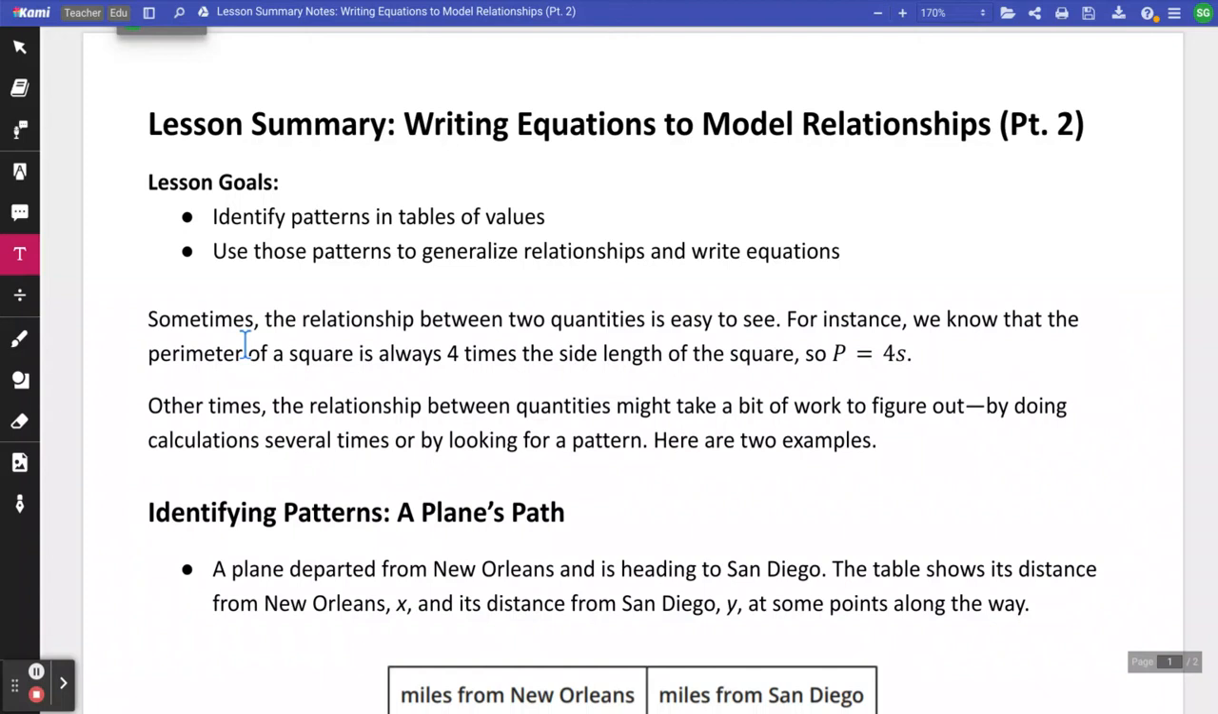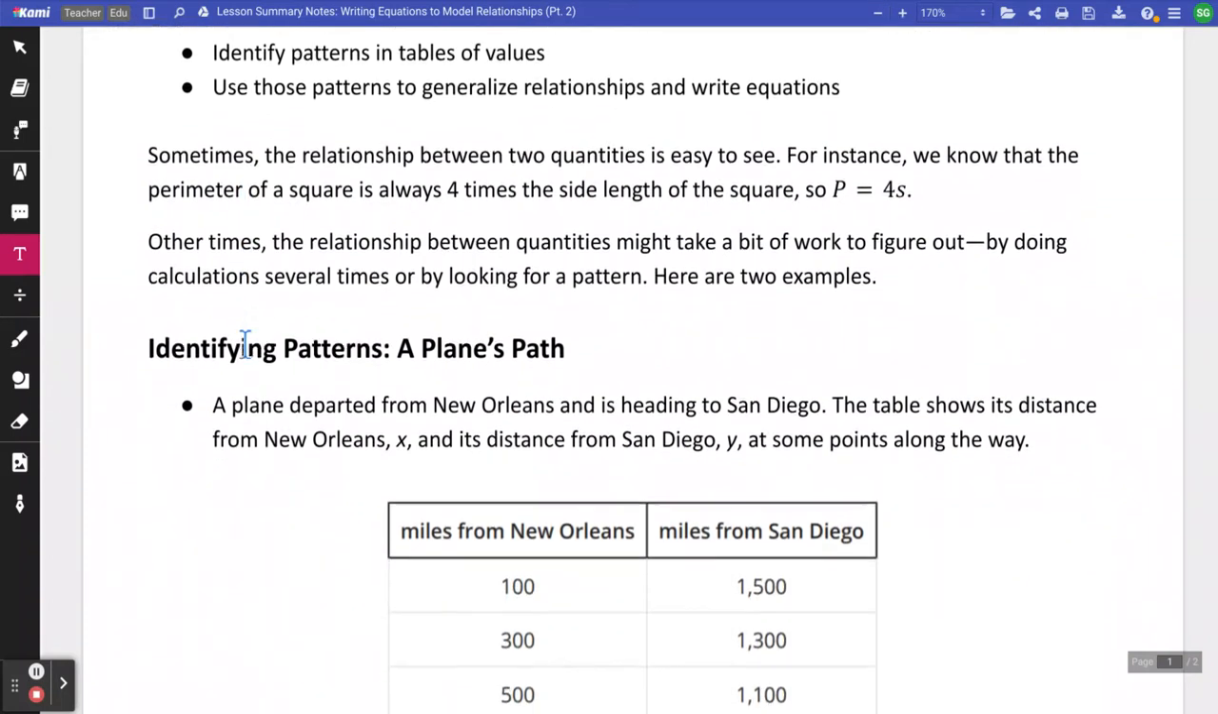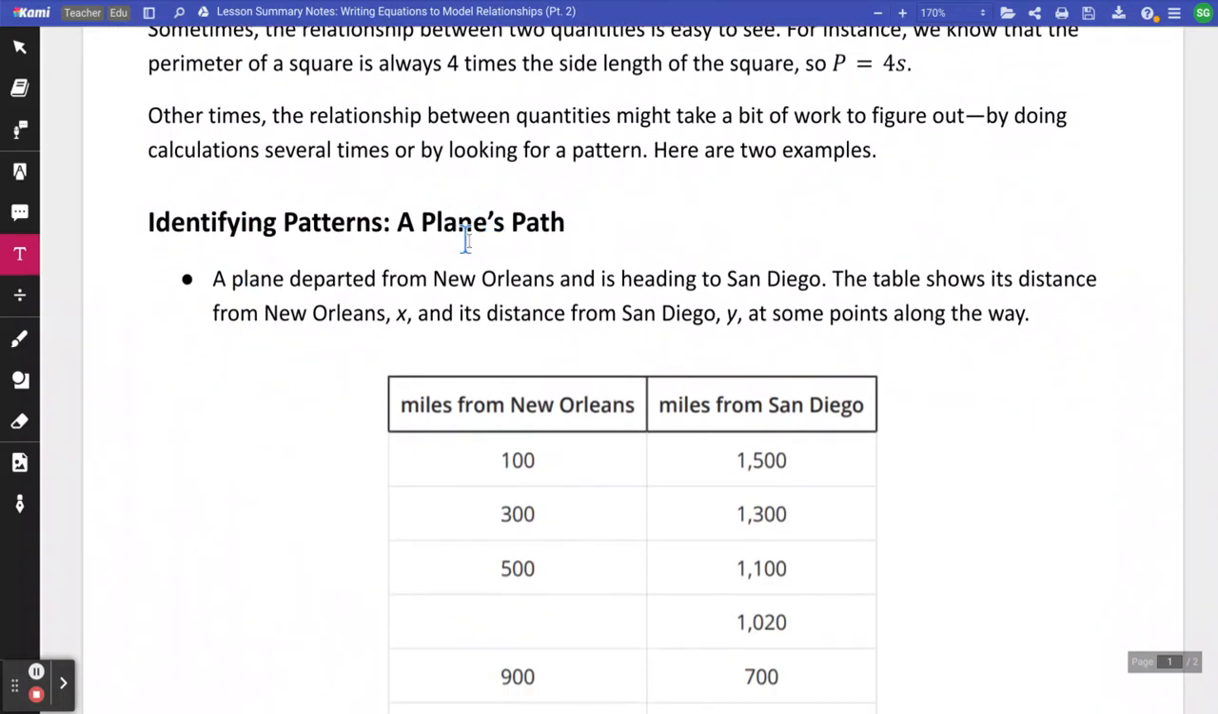Other times, though, the relationship between those quantities might take a little work to figure out. It's not going to be as obvious. And the key to figuring out what that mathematical relationship is, is looking for a pattern. And tables can be huge in helping us discover what that pattern is. So in this summary video, we're going to look at 2 examples to help us summarize what we learned in this lesson. For the first example, we're going to be talking about a plane's path.